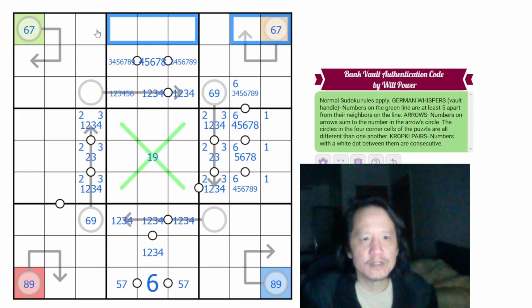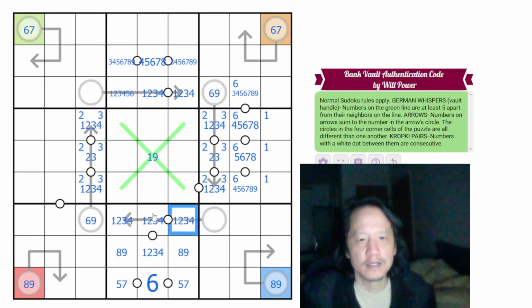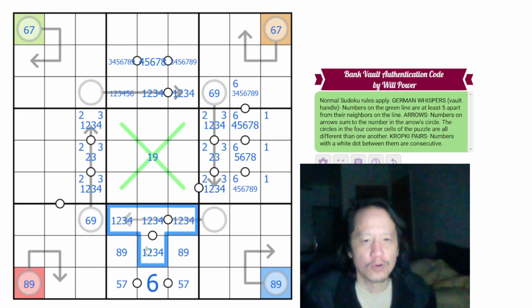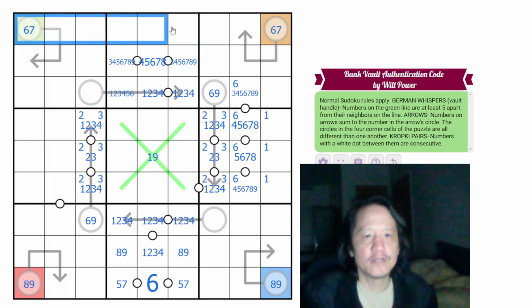Well, that 6, 7, 6, 7 pair, well, first of all, this means this has to be 8 and 9 for the rest of box 8 because of the 5, 6, 7 and the 1, 2, 3, 4 quadruple. This 6, 7, 6, 7 pair means that there cannot be a 6 or 7 in the rest of row 1.